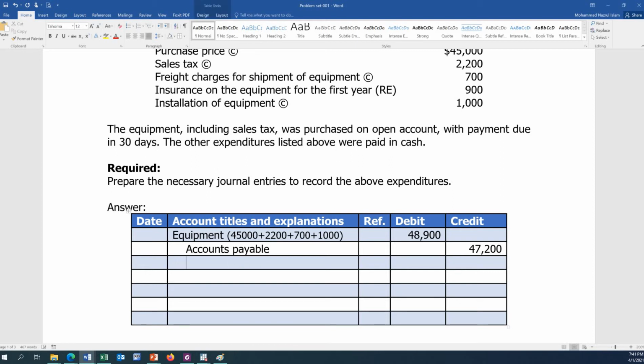So let's see what the other expenditures are. So cash is gonna be 1,000 plus 700, so the total is 1,700. 1,000 is the installation of equipment and 700 is the freight charge. These two expenses have been paid in cash. So now we record the purchase of equipment.